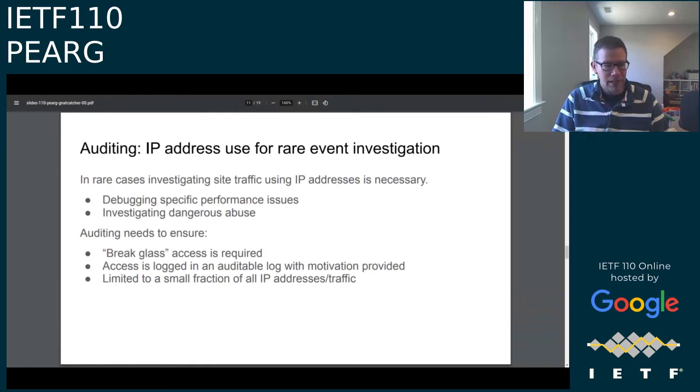you need to audit to make sure that when IP addresses are used for these specific rare events, there's a break-glass access required. And when that happens, we need to make sure it's logged. We need to make sure that log is auditable and people are providing motivation. And the most important thing is we need to make sure that these are in fact rare events and that they're a small fraction of all the traffic and all the IP addresses that are coming to a site. We want to make sure this is only being used for rare investigations.